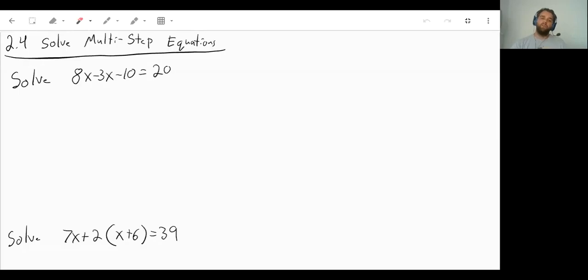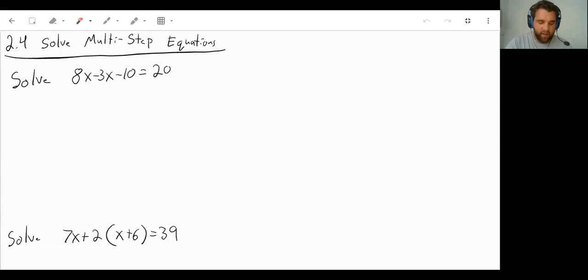Welcome to lesson 2.4, solve multi-step equations. This is just like the last two sections we worked on, except now it might be more than one or two steps. You might have to do three or more steps to try to solve the problem. So let's go ahead and just try tackling some and see what it looks like.